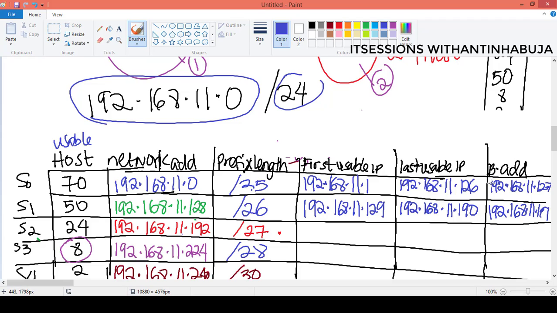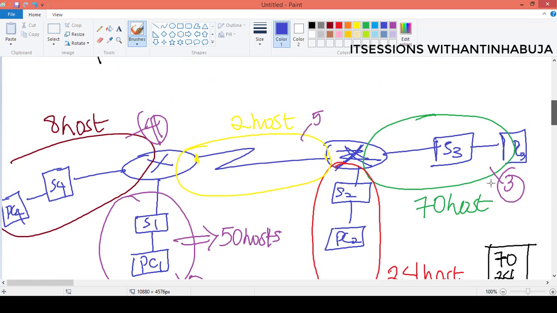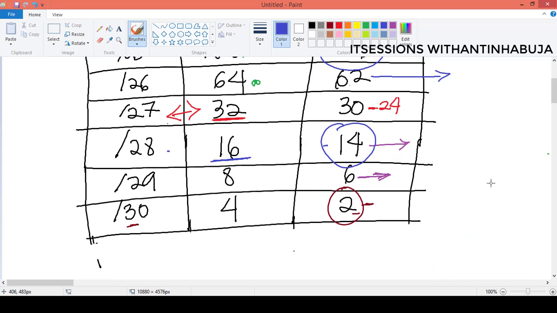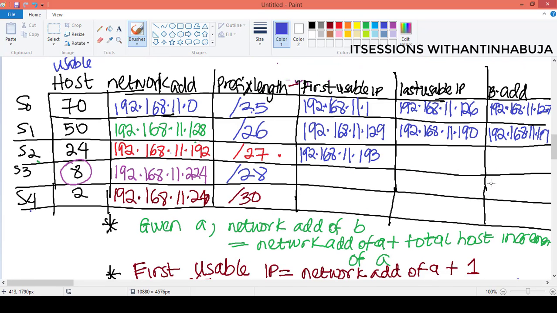So our first usable IP address will be our network address plus 1, that's 193. So we have 192.168.11.193. Then the last usable IP will now be our network address plus the usable host increment in /27. So let's go with /27. Here it is. So our usable host increment is 30. So 30 plus 192, that's 222, and that will be our last usable IP.